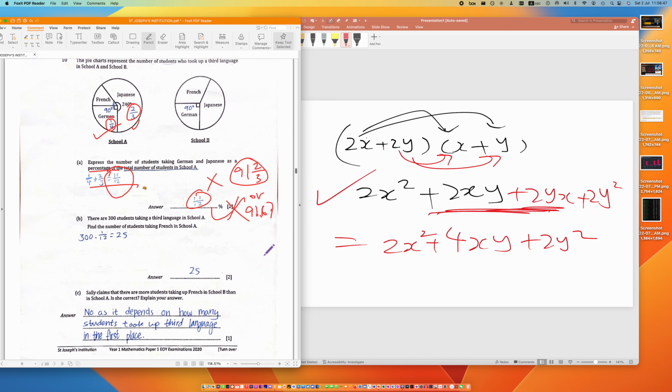Okay? So just conversion. Next, there are 300 students taking a third language. You need to find the number of students taking French.